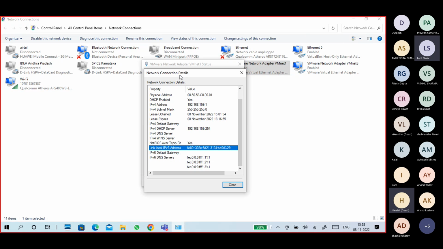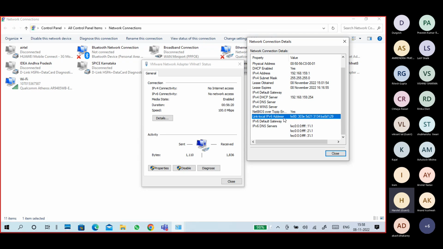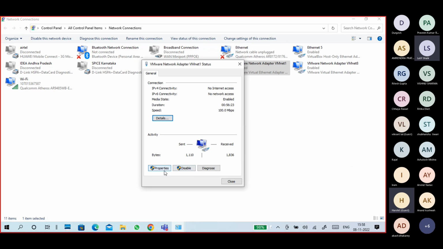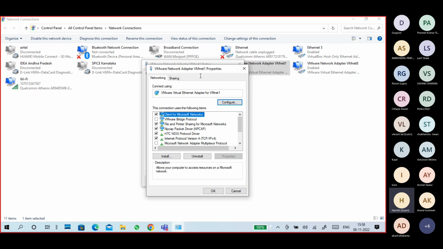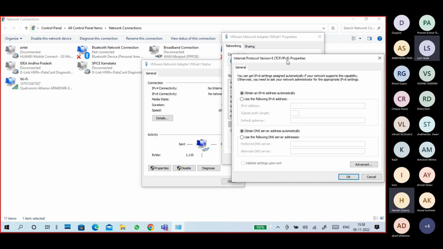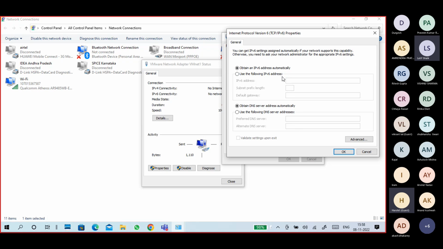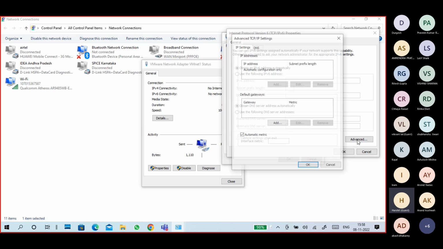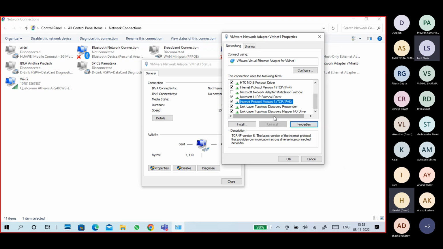So this is a link local IP address. How did it come? Go to properties. IPv4 is there and IPv6, with a check mark. In the IPv6 properties, there is nothing showing here. It is trying to get an IP address automatically. No assignment. But whether it fails or succeeds in getting an IP address, there is a link local IP address to communicate within the LAN.